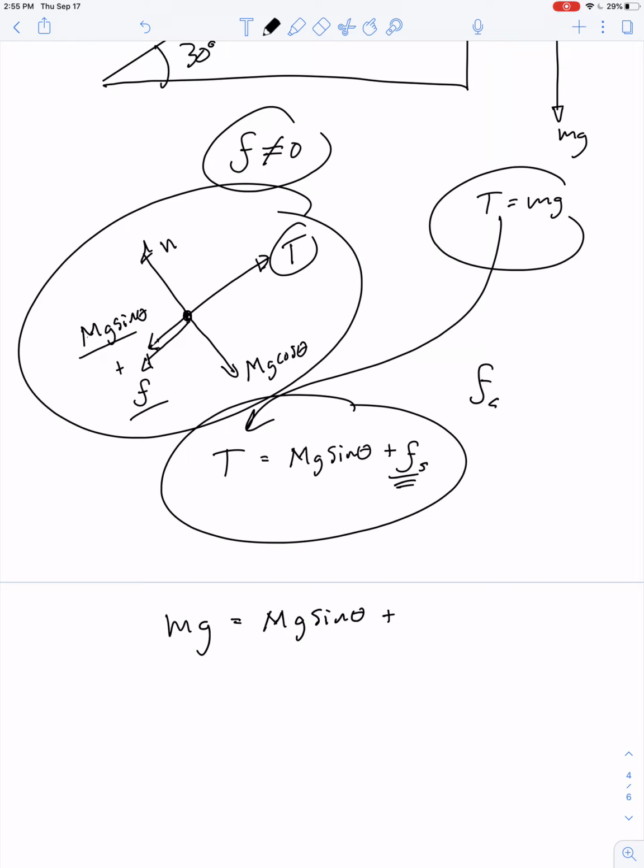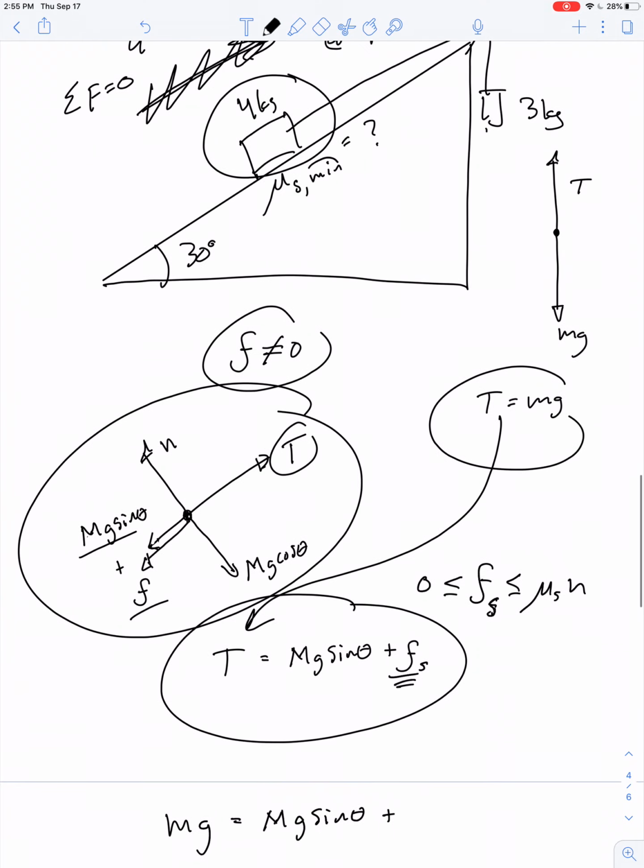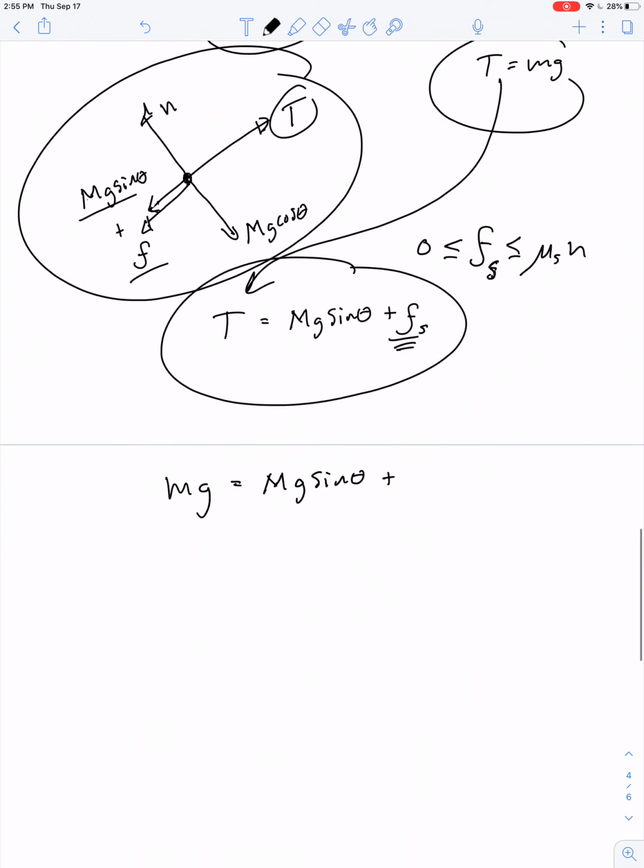And static friction is not just strictly equal to the coefficient of static friction times normal force. Instead, frictional force can be as much as that value, and certainly greater than or equal to 0. But this is a limiting case problem. Once again, we're asked for the minimum coefficient of friction. So we're going to take the case where the force of friction is the maximum value.